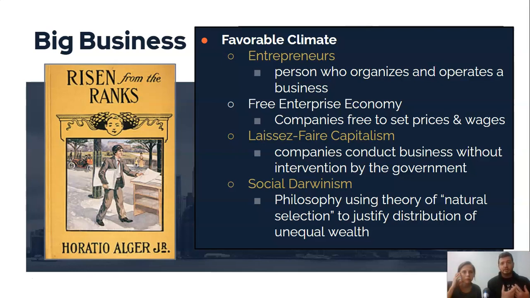So wealthy people wanted an explanation for why they were successful that didn't make them sound horrible. And that is when we start creating the idea of social Darwinism. Darwin was the guy who created the idea of survival of the fittest, natural selection, evolution. And so then they applied his ideas to society. It became social Darwinism, the theory or philosophy of natural selection used to justify the distribution of unequal wealth. So basically now, if you're poor, it's because you're maybe kind of stupid, or if you're wealthy, you're more intelligent.